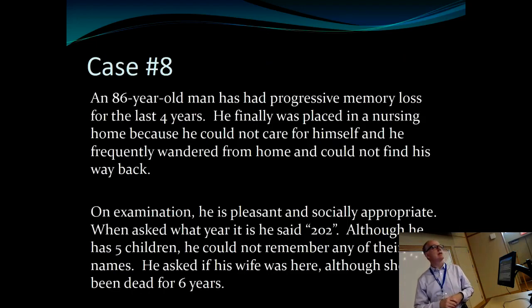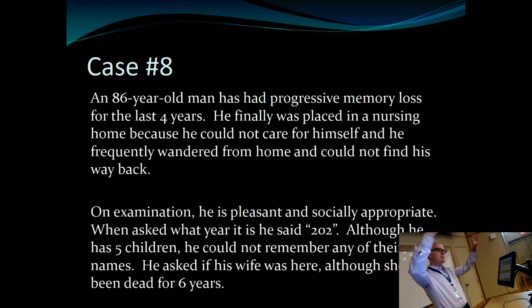We need to get through our next two cases here in a few minutes. So case 8: an 86-year-old man has had progressive memory loss for the last 4 years, was finally placed in a nursing home because he could not care for himself, and he frequently wandered from home and could not find his way back. Again, we haven't had a lecture on this yet, but what does it sound like?